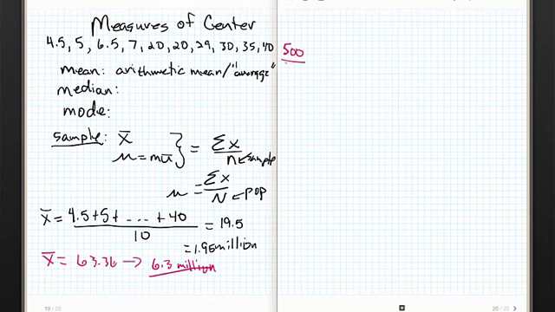And what this number is doing is it's pulling the mean to it. Remember, in absence of that guy right there, our mean was 19.5. You throw the $50 million school in and the mean gets dragged to it. It gets sucked all the way over here to 6.3 million, or 63.36.